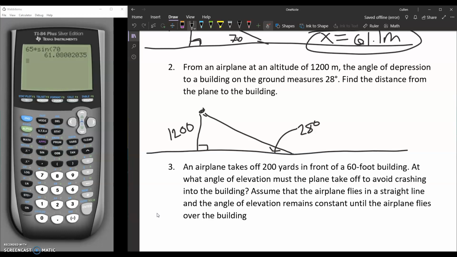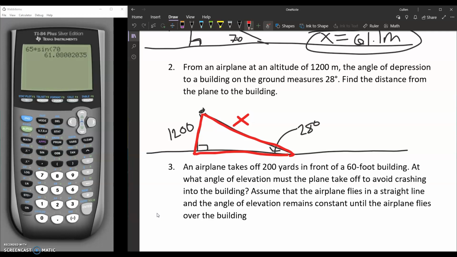It wants us to find the distance from the plane to the building. And you could interpret that two ways. You could talk about being the ground distance down here on the ground. I'm going to use the hypotenuse because I think that makes a little bit more sense. Since he's also 1,200 meters above it, that is really the distance between them. So I'm going to use x right there. But you could make a case that it's asking you for the ground distance. Usually it'll specifically say ground distance or horizontal distance. So we'll use the hypotenuse as the distance to the building.